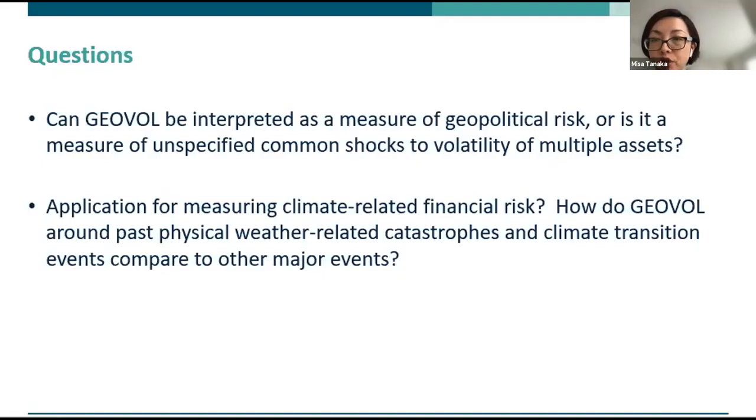is there an application to measuring climate-related systemic risk, really, financial risk, but also systemic risk? And it's interesting to note that in this paper, none of the climate-related policy events or weather-related events rank in the top GeoWar events, although arguably Trump's election in 2016 was a climate policy event.